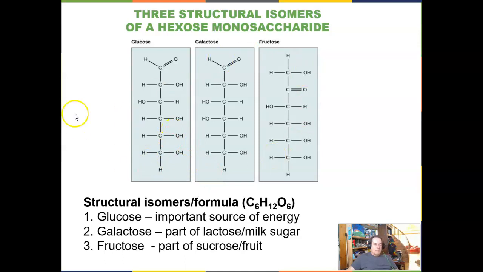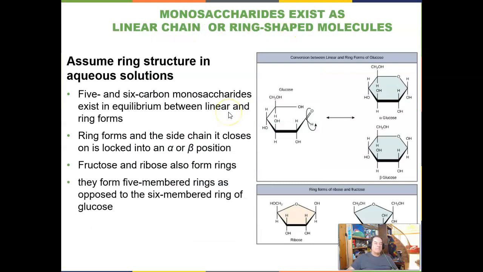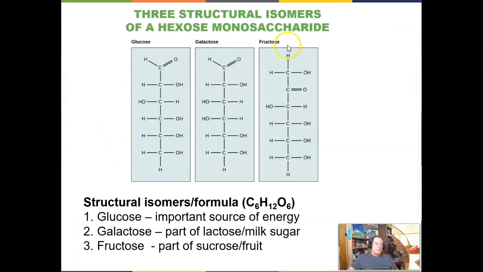We can have isomers. Same formula, different structure. And then we get into details. Remember, the 5 and 6 carbon sugars are linear when they're dry, like powdered, crystallized sugar in your kitchen cabinet. As glucose and fructose joined together to make sucrose, but it's in these straight lines here.